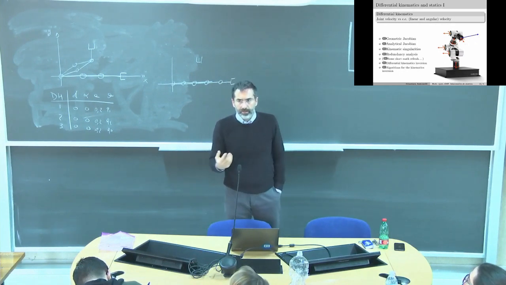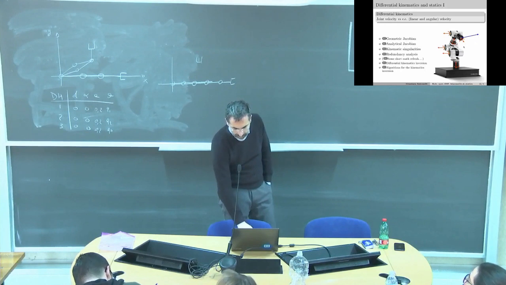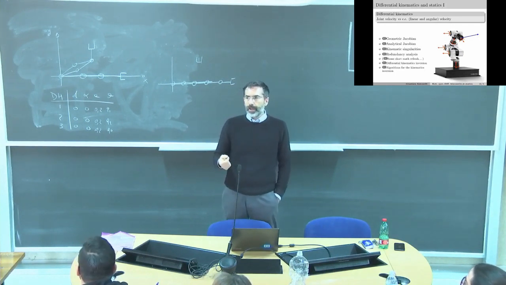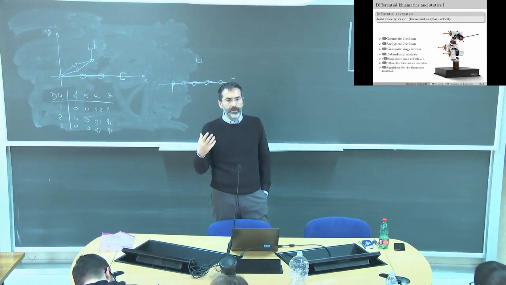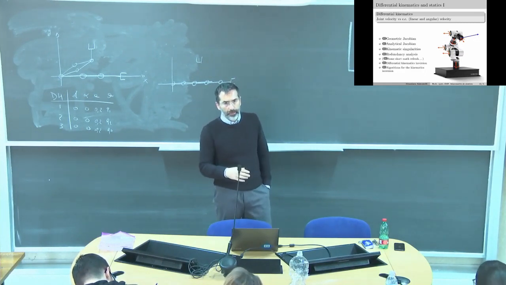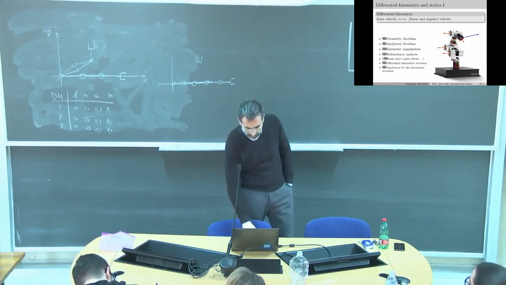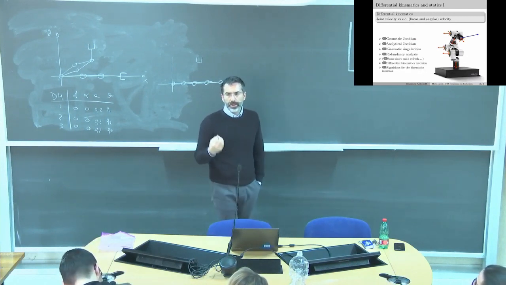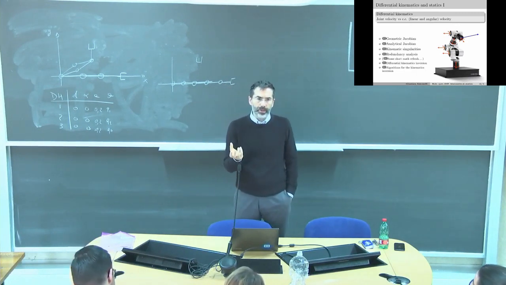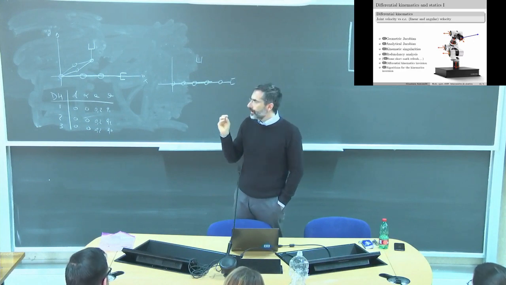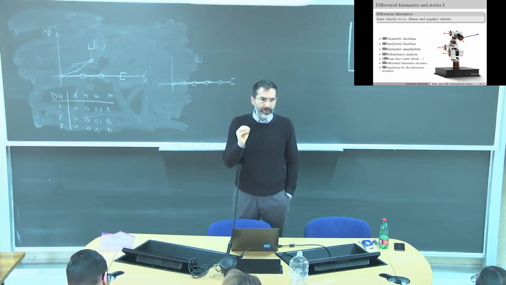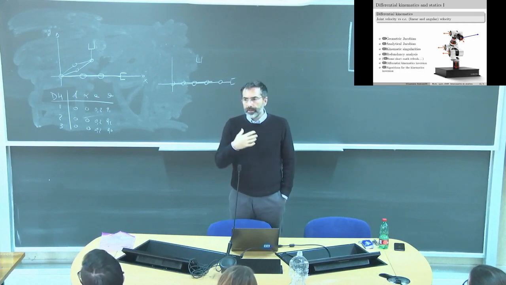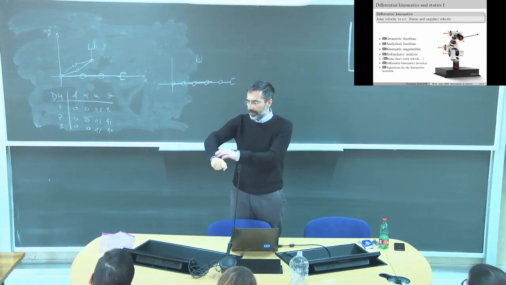We want to study the relationship that relates the joint velocities with the end effector velocity. And in order to understand it, we need some mathematical background. So what we are going to do now is build an object called the geometric Jacobian. The geometric Jacobian is a fundamental tool in robotics. Understanding this matrix is really critical in order to understand the movement or the dynamics of a robot.